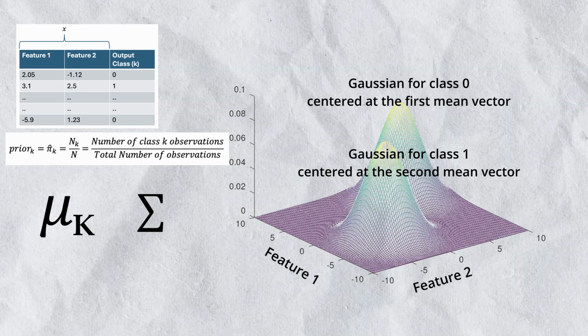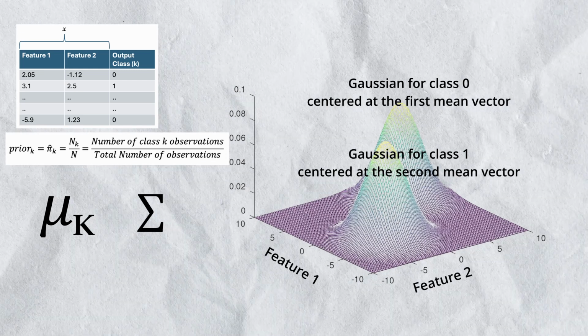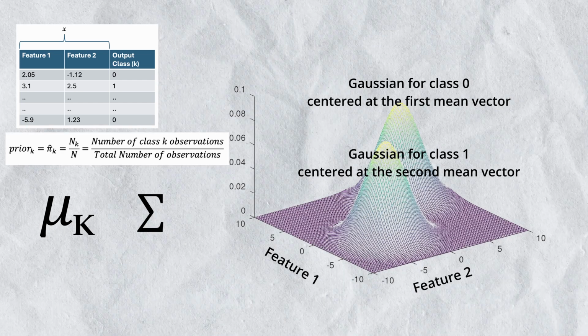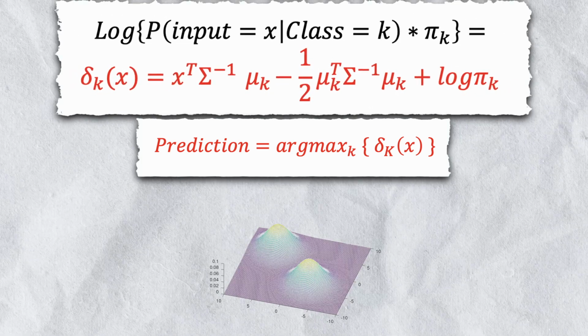By calculating the mean and covariance, we have essentially fit two Gaussians to our dataset. We can use these Gaussians to make a prediction about a new unseen observation. To make a prediction, we calculate the log of the posterior and pick the class with the highest value as our prediction.